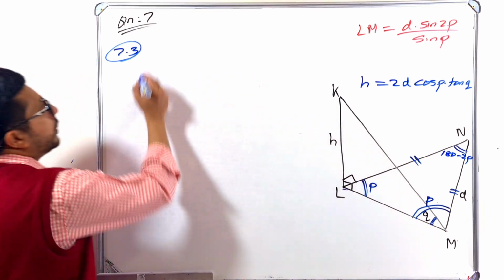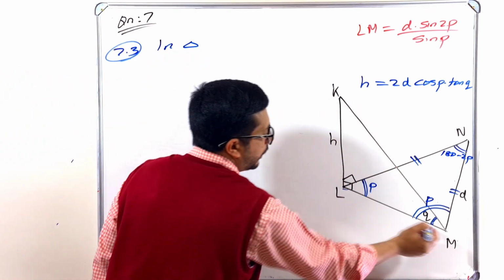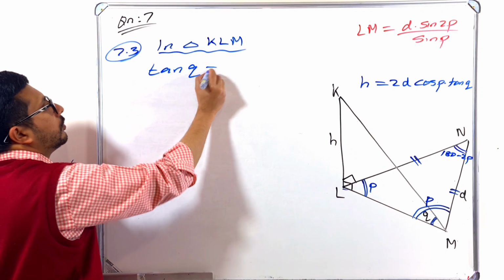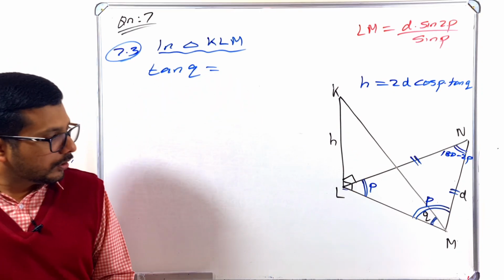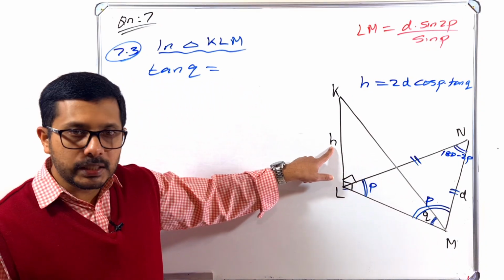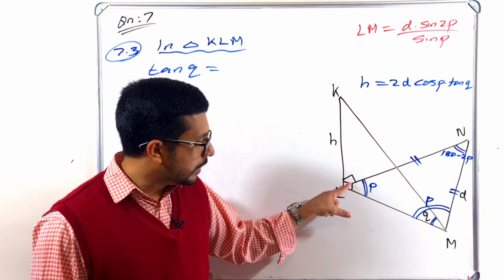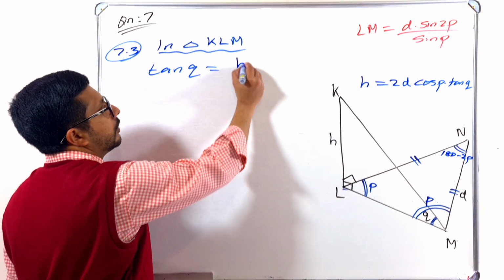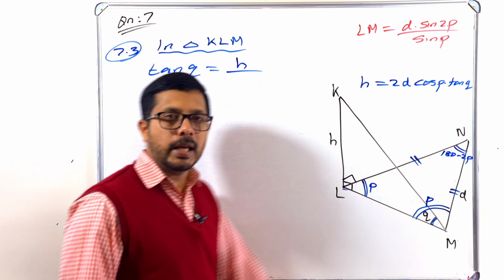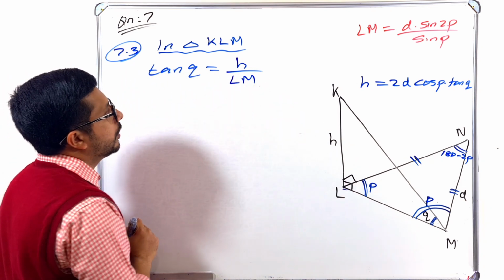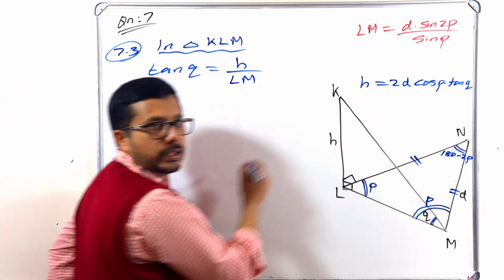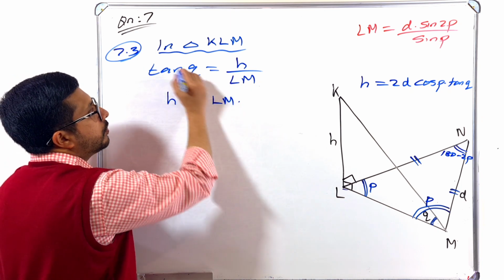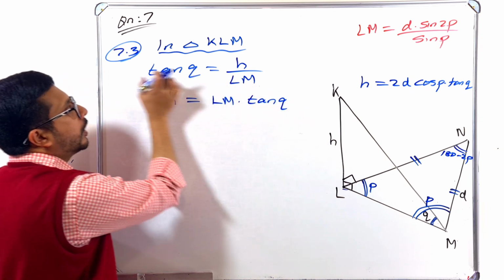Okay, so now let's start with that one. In triangle KLM, what is tan q? Tan means opposite side by adjacent side. Based on this angle, what is the opposite side? H. And what is the adjacent side? LM, because this is 90 degrees, so this one is the hypotenuse. Am I right? So opposite side, H, divided by adjacent side LM. From here, H is equal to, you cross multiply this one, LM into tan q.